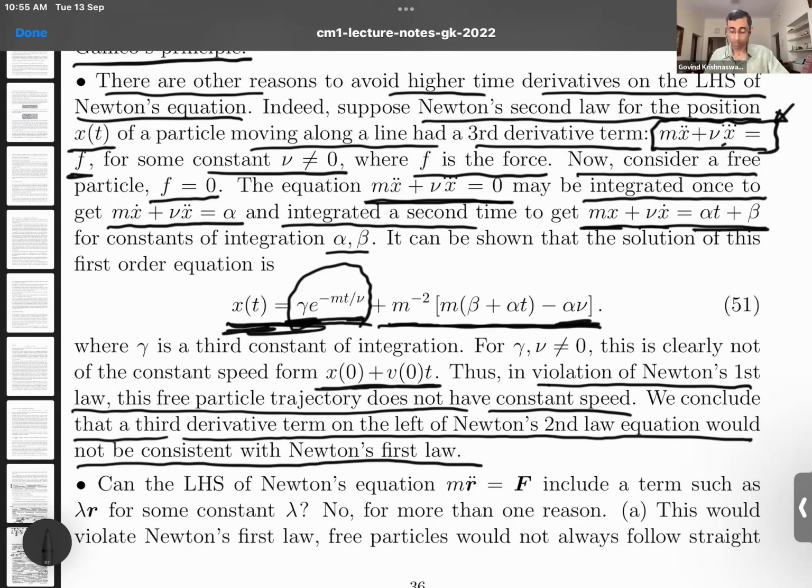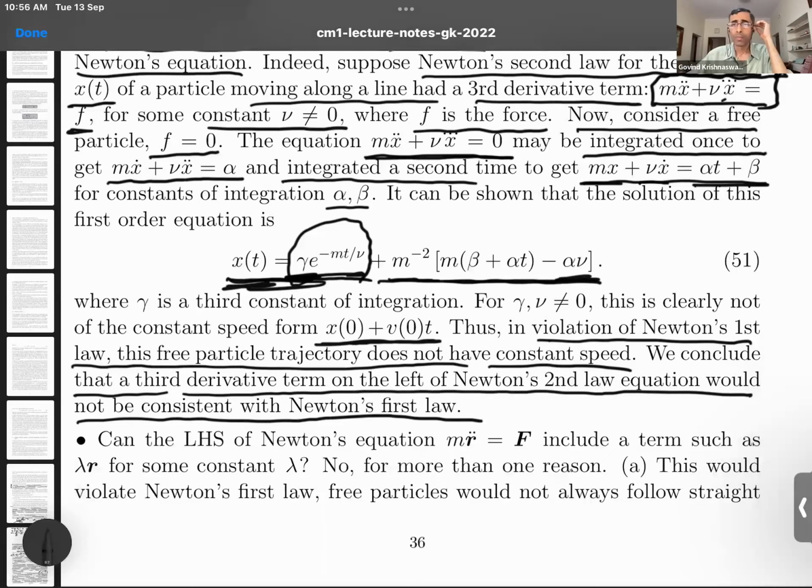Okay, so Newton's first law puts strong constraints on what Newton's second law can be. In particular, third derivative, fourth derivative terms are not allowed. Any question about this?